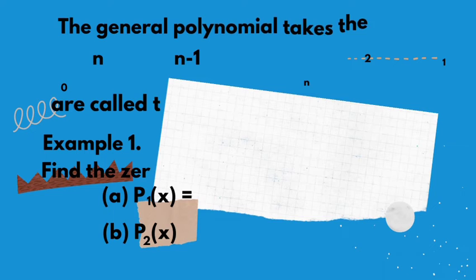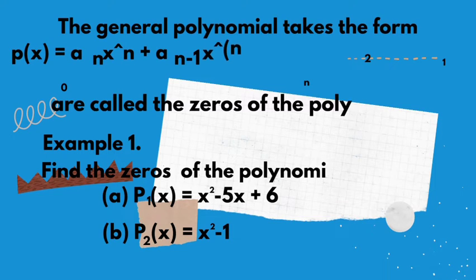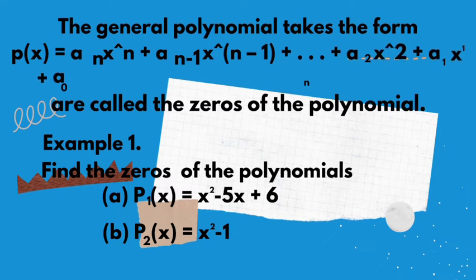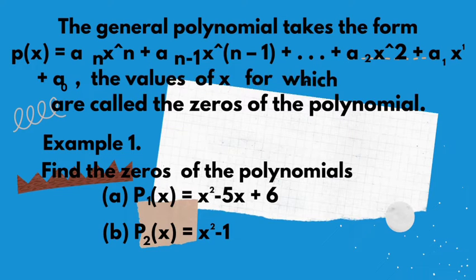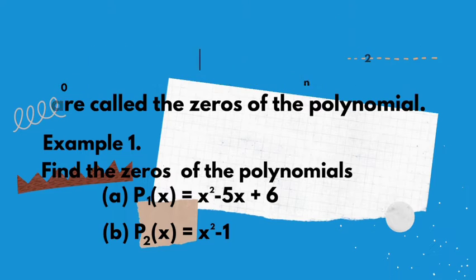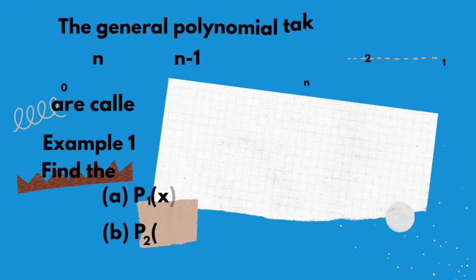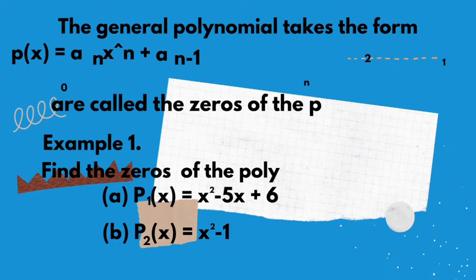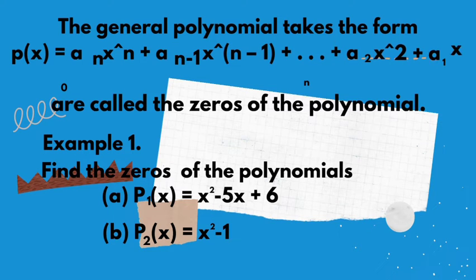The general polynomial takes the form p of x is equal to a subscript n x raised power n plus a subscript n minus 1 x raised power n minus 1 till we have a subscript 2 x raised power 2 plus a subscript 1 x raised power 1 plus a subscript 0, where the values of x for which p of x is equal to 0 are called the zeros of polynomial.